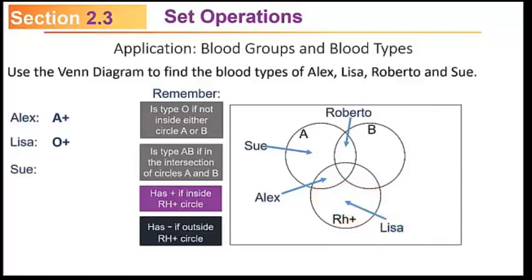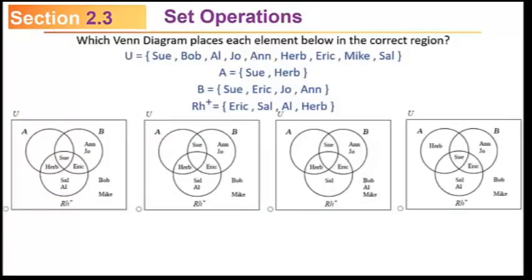Sue is inside the A circle, but not in the overlap. But Sue is not in the Rh positive circle, so Sue is a negative. Sue would be A negative. And finally, Roberto is in the overlap between A and B, so Roberto is an AB, but Roberto is not inside the Rh positive circle, so Roberto would be an AB negative. So you can see how easily this works once you remember those 4 things in the remember column. Let's look at one more example.